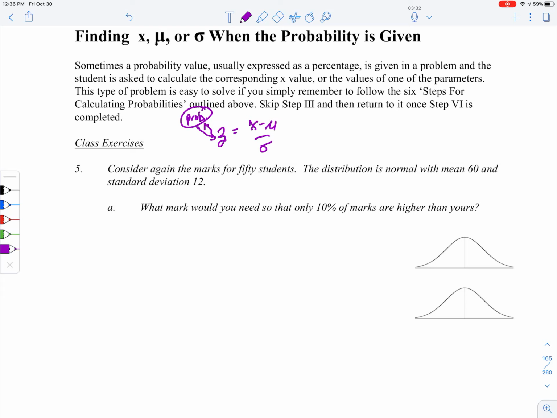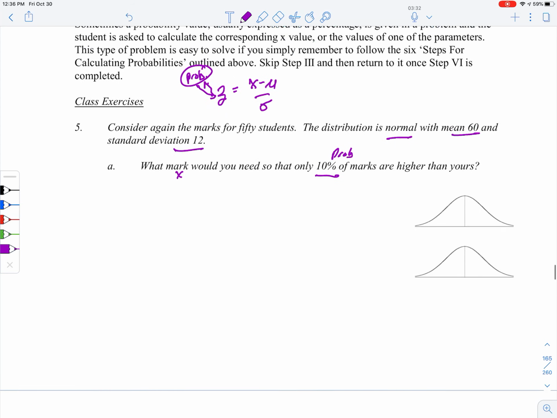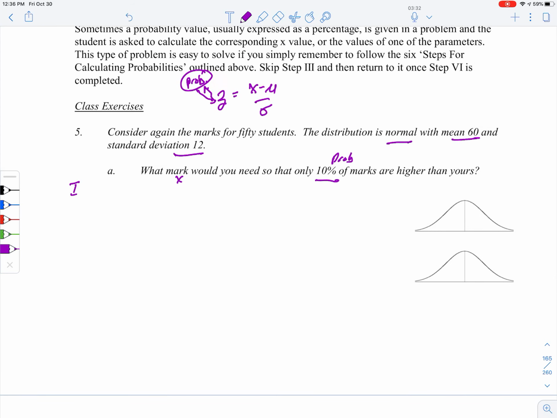So let's take a look at a case where we're given a probability and the mu and the sigma, and we want to find the corresponding x. So consider again the marks for 50 students. The distribution is normal with a mean of 60 and a standard deviation of 12. What x value would you need so that only 10%, that's a probability, which we can convert into a z, of the marks are higher than yours? So let's go through the 6 steps here.